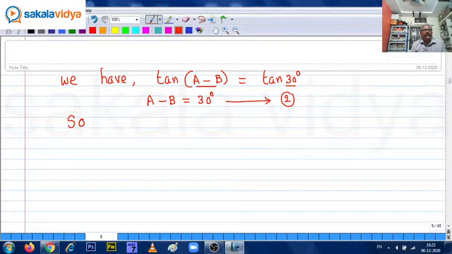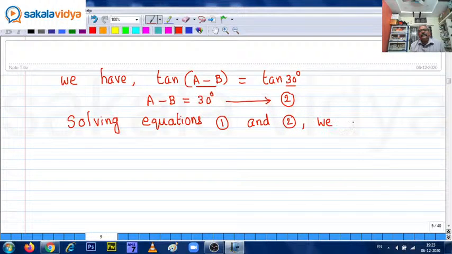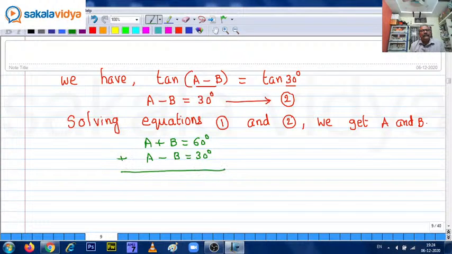Now solving equations 1 and 2, we get a and b. This is our aim. So how to solve? See, a plus b equals 60 degrees, and a minus b equals 30 degrees. First adding, b minus b gets cancelled. A plus a is 2a, and 60 plus 30 is 90. So a equals 90 degrees upon 2, that will be 45.